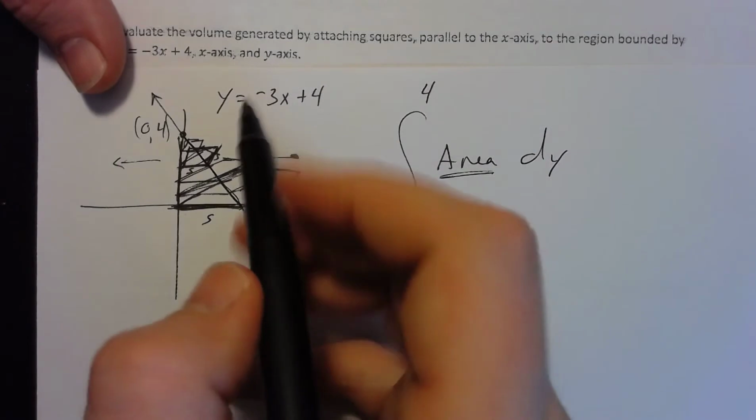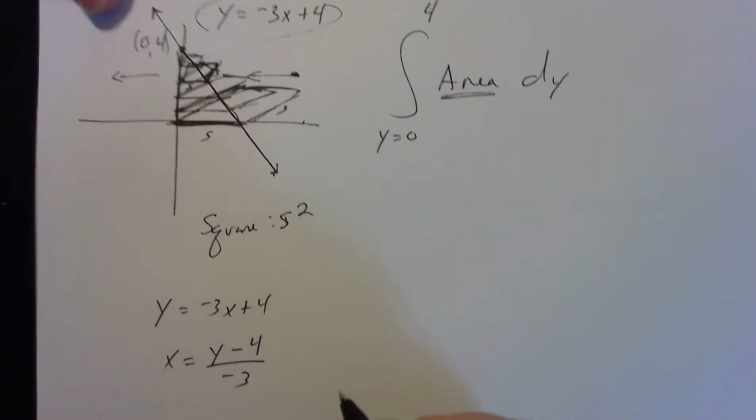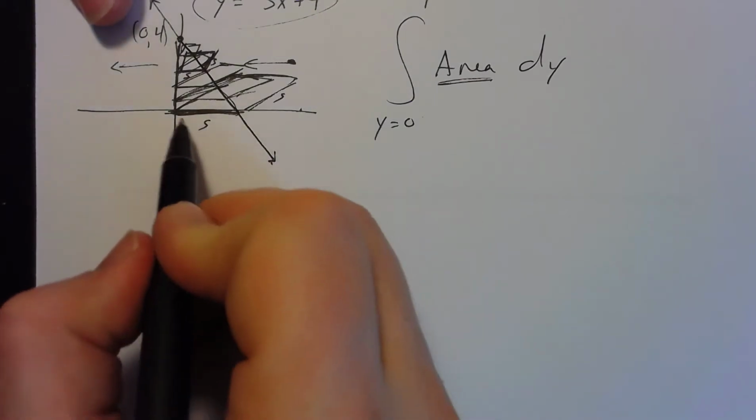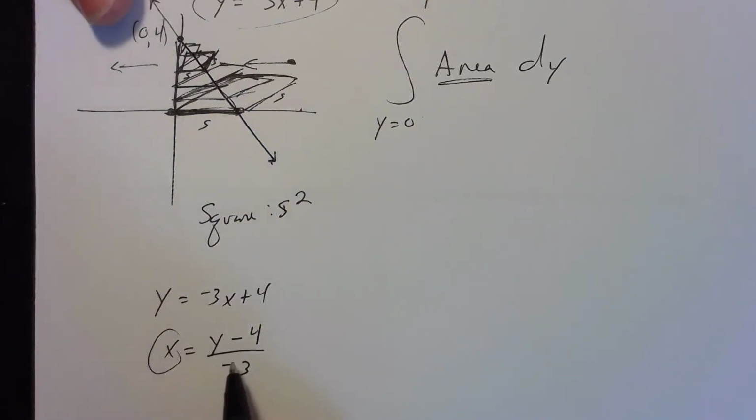So I'm going to go ahead and take this equation and solve it for x equals, which is going to provide me with y minus 4, all divided by negative 3. I'm going to use that as my s value, because the distance from here to here is an x value, and that x value is representative of that function.